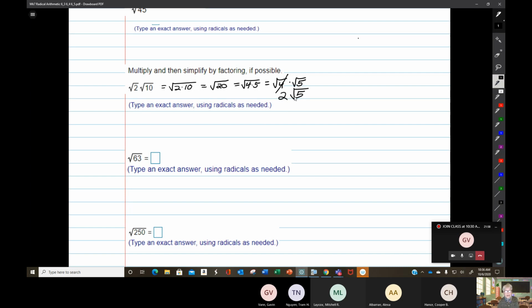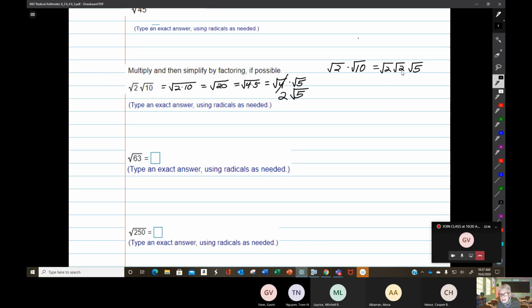But how could you do that so it would be easier to figure out from the beginning? Well, here's the given problem. The square root of 2 times the square root of 10. Break this down completely. 2 is as broken down as it can be. It's the only even prime. But 10 is 2 times 5. So we could break this down into the square root of 2 times the square root of 2 times the square root of 5.